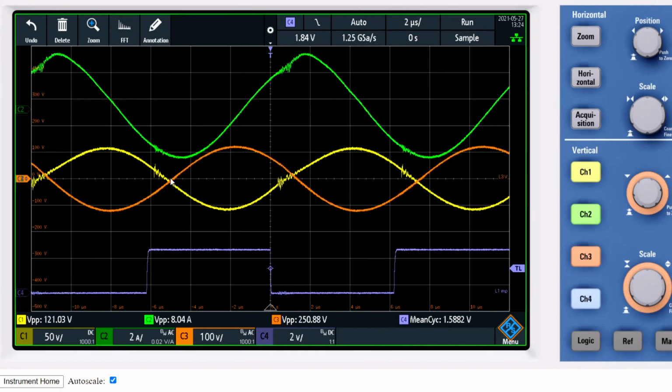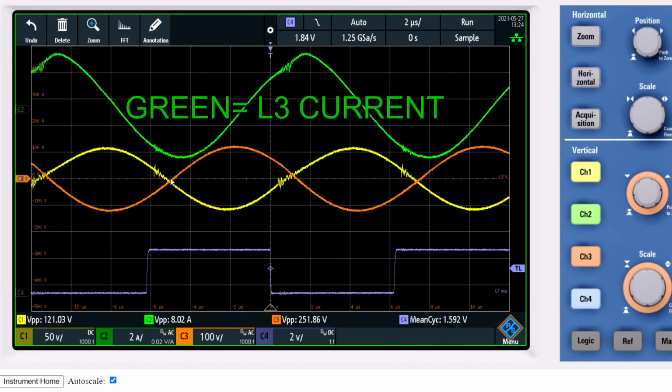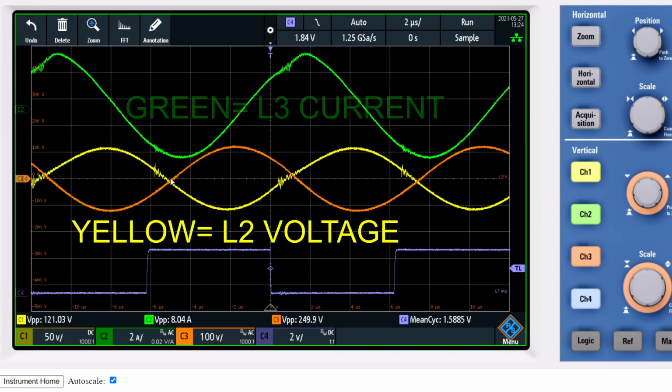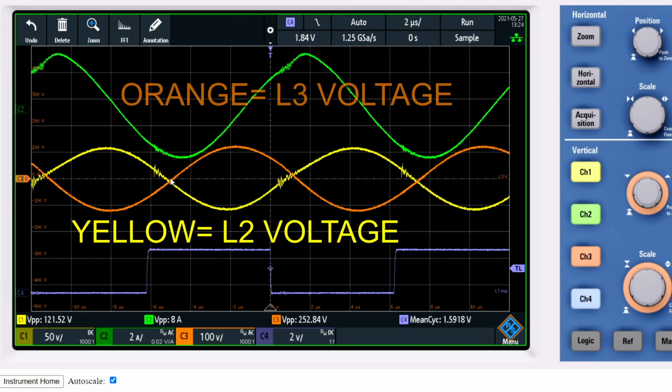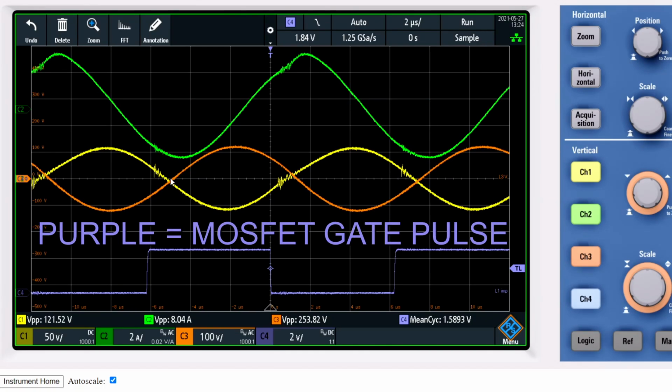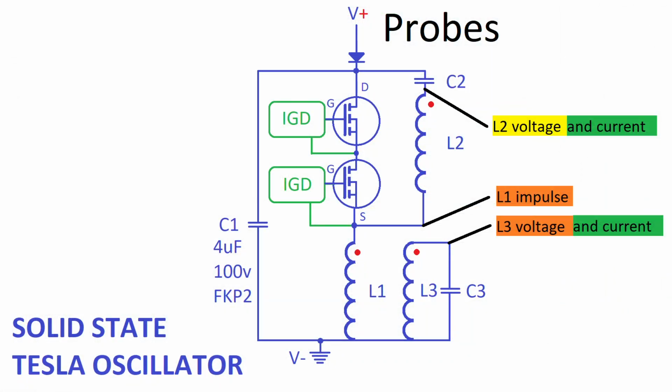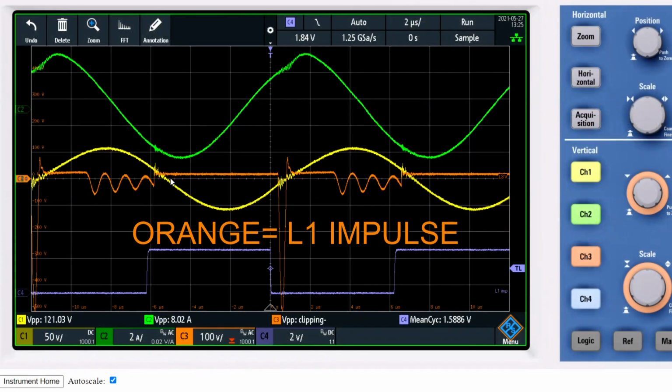Okay, the system is now turned on, and you can see in green the current of L3, in yellow the voltage of L2, and in orange the voltage of L3. In purple is the square wave that pulses the MOSFETs on and off. I will now show you the impulses on the orange trace. I'll remove the probe and put the other probe on that channel. And here you can see the impulses. Let me remove the other channels for clarity.